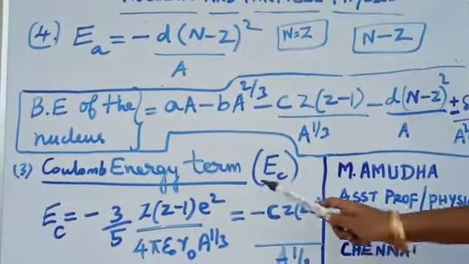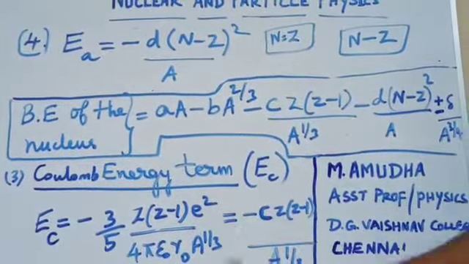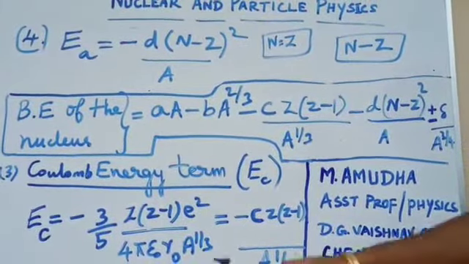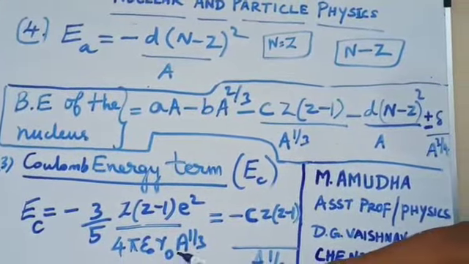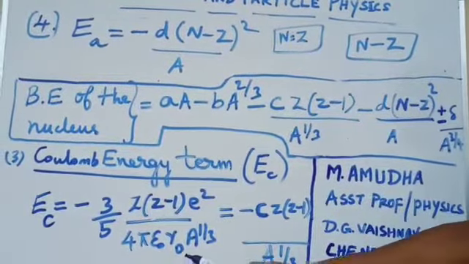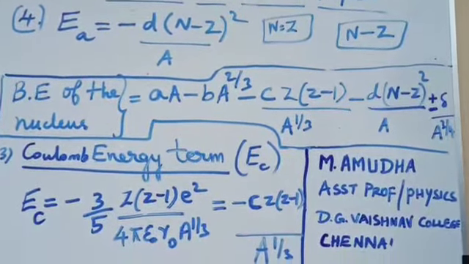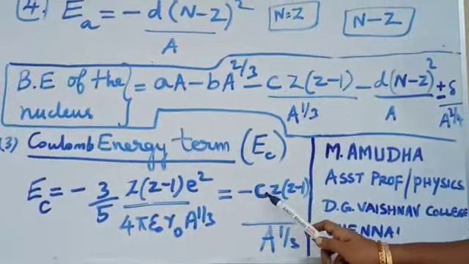There is 3 by 5 e squared. This is the charge of the proton. 4 pi epsilon naught, and r naught also, we are having the value 1.2 into 10 power minus 15 meter. So all other things are constant. The constant is taken as C.